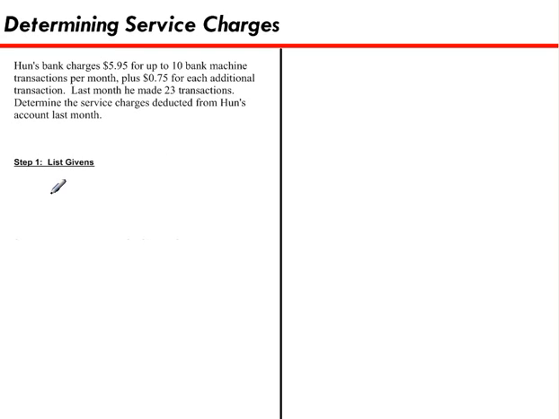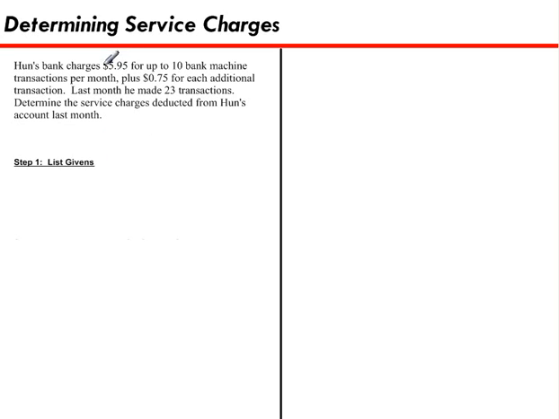For our givens, the first thing we're going to need to do is build the variables to make an equation. That's a little tip. We're going to have to make some sort of an equation later on. Now the equation is going to be made up of the initial fee per month that's deducted from his account no matter what he does, plus we need to find out how many extra transactions he made in the month. And we'll use this number, the fee for those extra transactions.